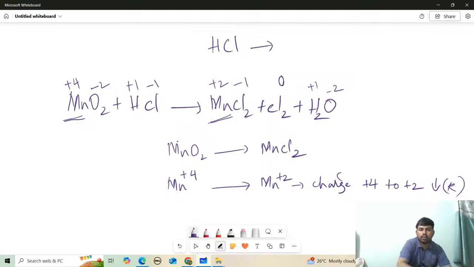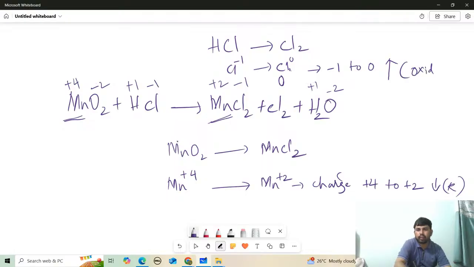Similarly, take one more: HCl to Cl2. So what is our equivalent here? The Cl charge is -1. In the form of Cl2 it will be 0. So we can say -1 to 0, the charge is increasing. That's why it is called oxidation. Clear? In this way also we can explain this process. So you should know about oxidation number, and how to find oxidation number.